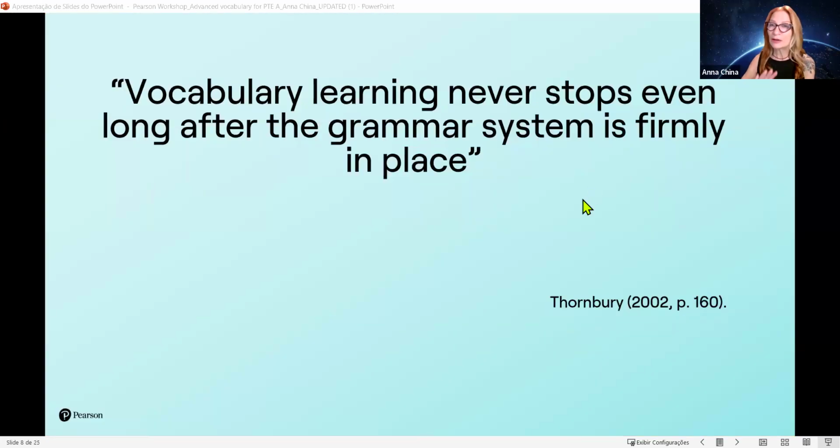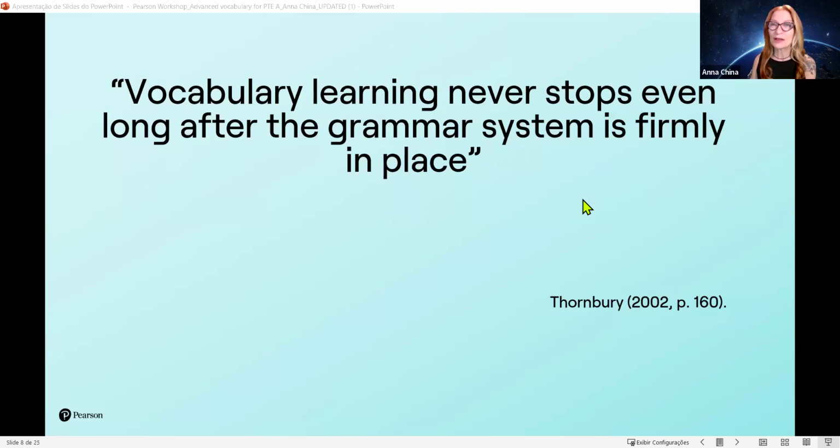Now, vocabulary learning never stops, even after the grammar system is firmly in place. So the other day I was writing an article and I needed a word for "important," and it suddenly came to me: "remarkable." I mean, this is such a cool word, and I had forgotten about it because we need to recycle and to use vocabulary in order to keep it in shape. It's kind of like our body and our mind. We have to keep it in shape.